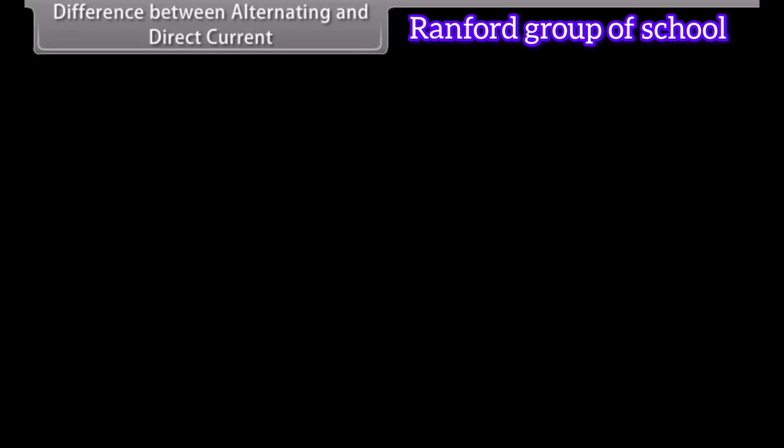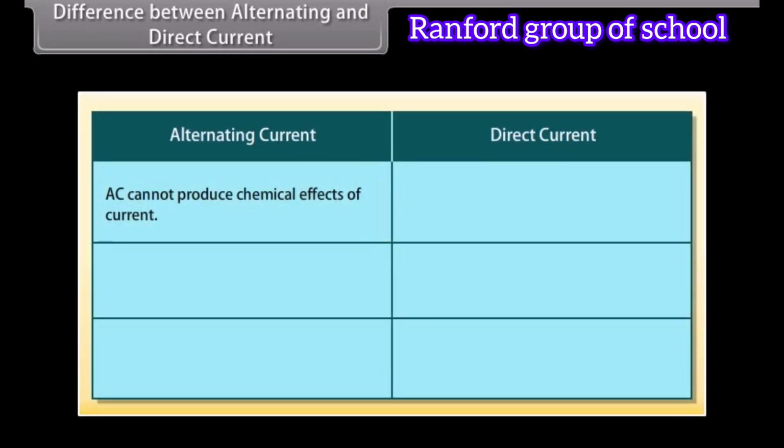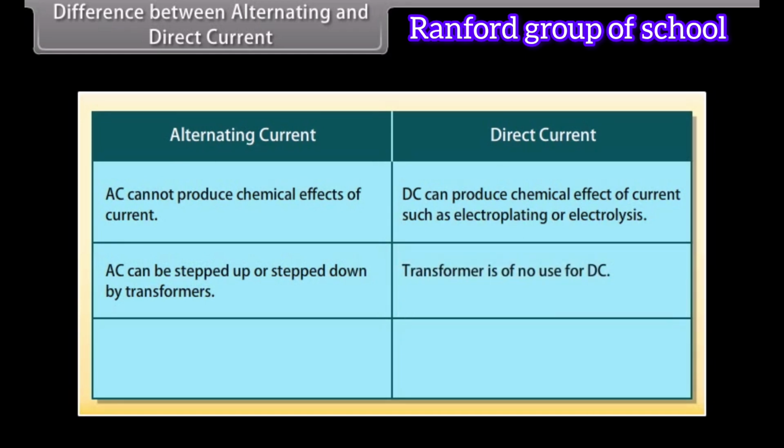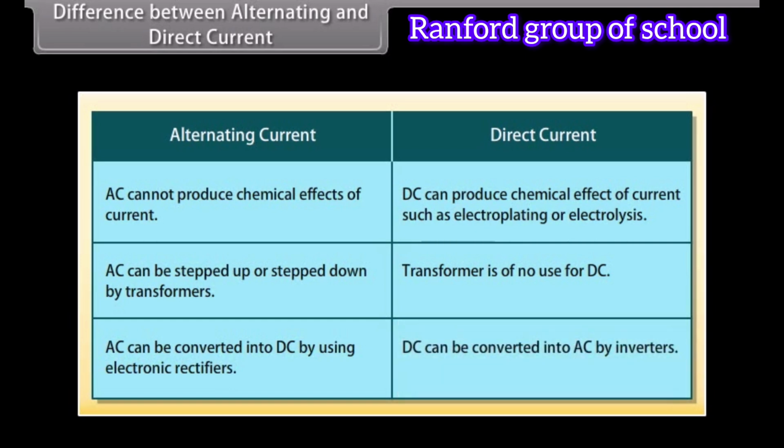Difference between alternating and direct current. AC cannot produce chemical effects of current, but DC can produce chemical effects such as electroplating or electrolysis. AC can be stepped up or stepped down by transformers, but a transformer is of no use for DC. AC can be converted into DC by using electronic rectifiers, whereas DC can be converted into AC by inverters.